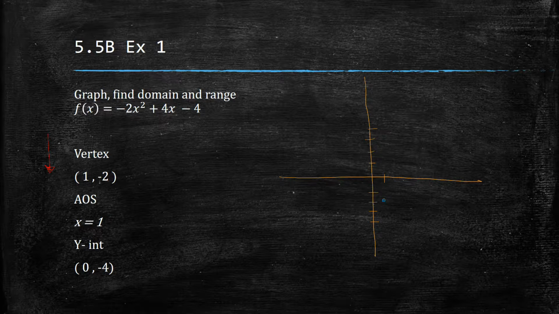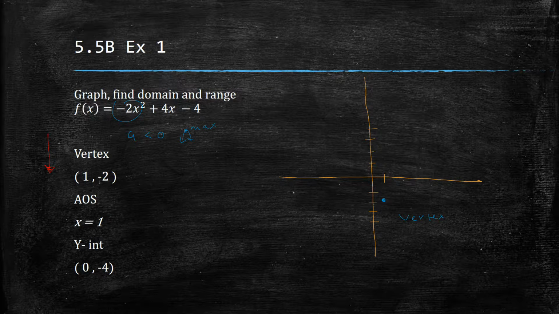Okay, so 1, negative 2 is right here. That's my vertex. Now I'm looking at my value for a. Okay, so a is negative, which means that it is going to open downwards. I'm going to have a downward parabola, which means my vertex is going to be a maximum.